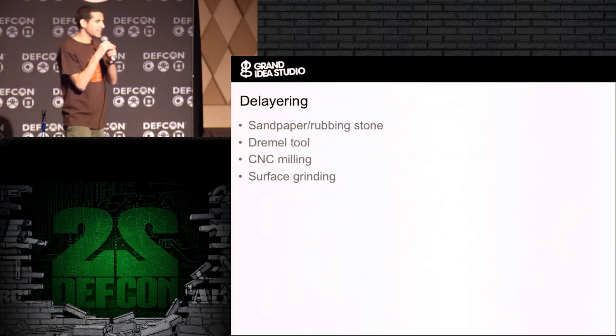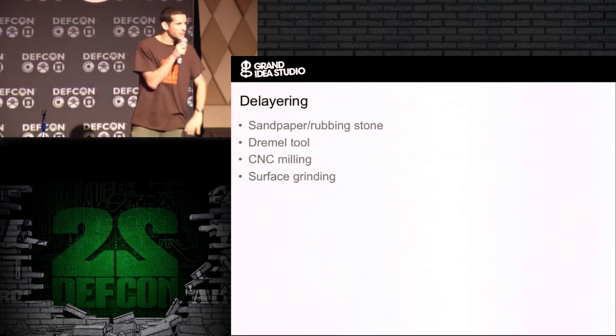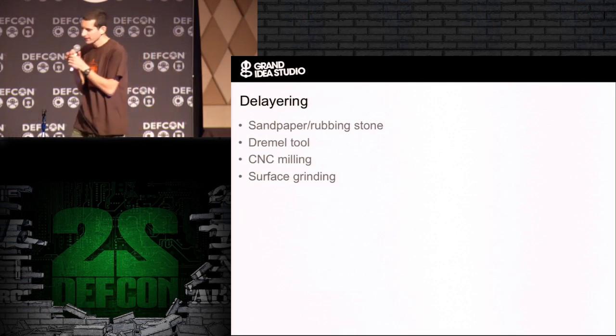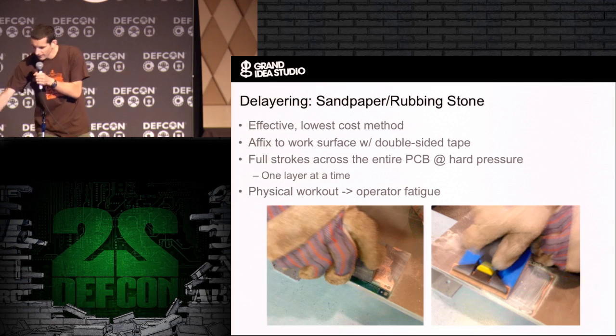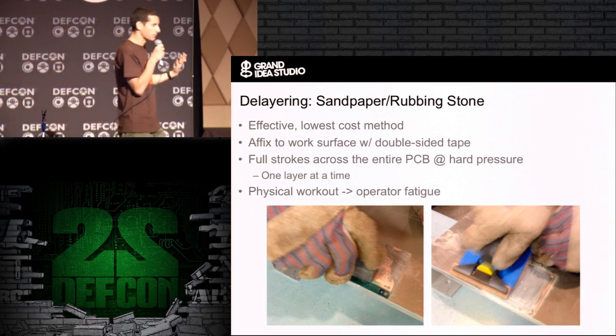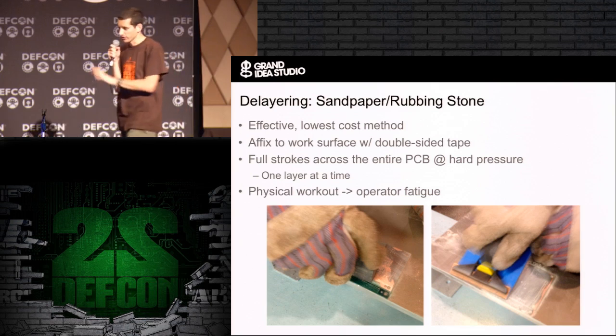So the next set is delayering. This is where I think things get more interesting, because now we're starting to look at the inner layers itself. So sandpaper, again, kind of a manual method. And then we have mechanical, a bunch of different mechanical stuff. And this is where I started really learning a lot about the process, as you'll see.